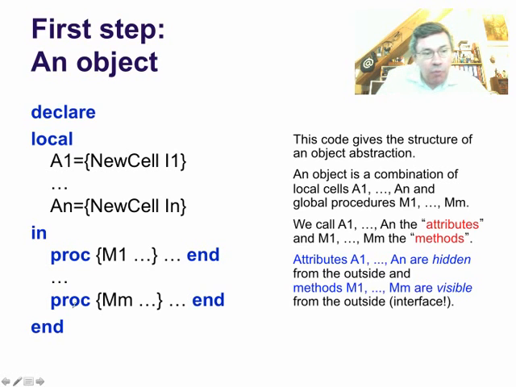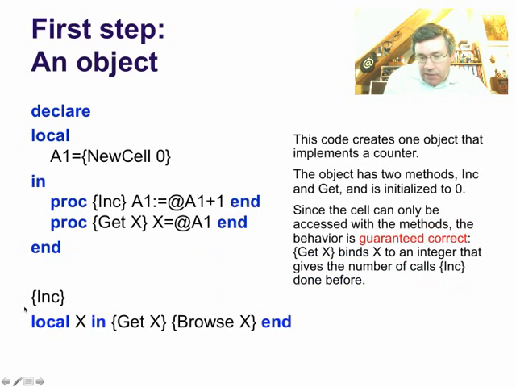So the first step is what we saw before. So here we have a simple object abstraction with internal state and the interface procedures. The example of this is the counter object here that we saw before. Okay, this counter object has all the advantages of data abstraction. In particular, it is guaranteed to be correct since we can only call it through inc and get. And there's no way to have a direct access to the internal cell. So that's the first step.